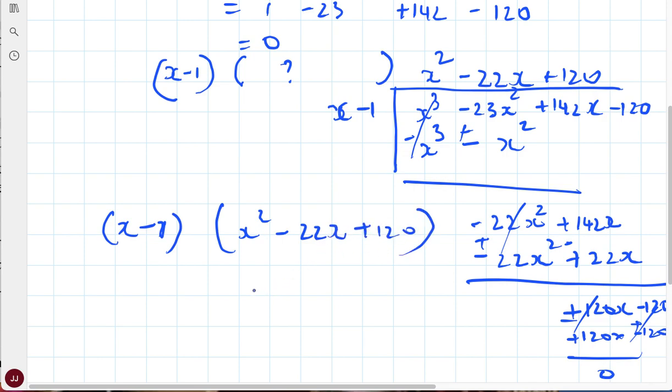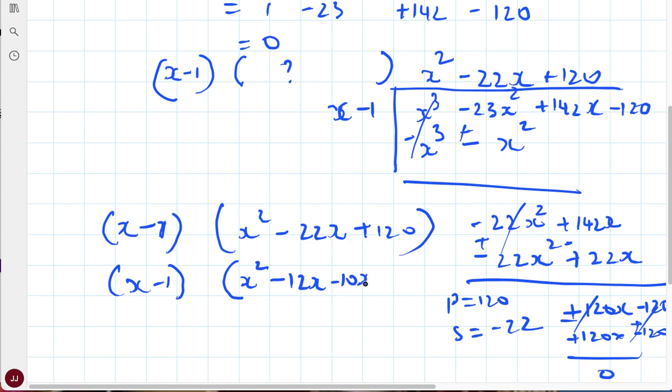So we have a quadratic equation, so we can split it into two using the middle term. So this becomes x minus 1 into, split the middle term. The product should be 120 and the sum should be minus 22, right? So let's take x square minus 12x minus 10x plus 120. Their product is plus 120 and their sum is minus 22, right? Got it?